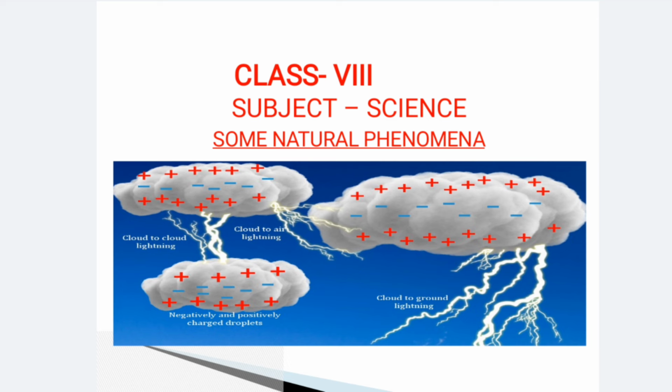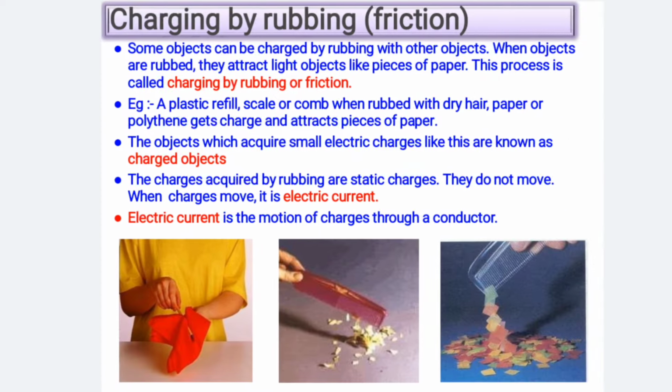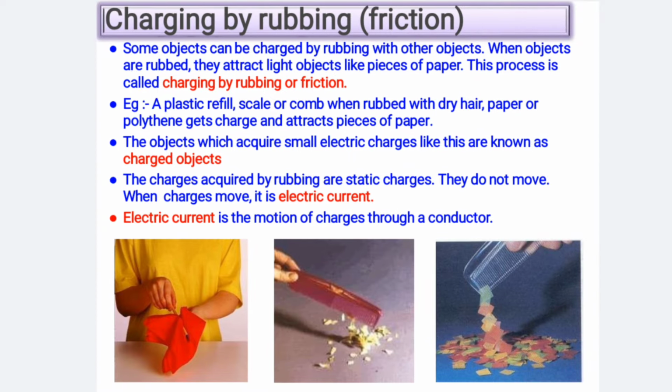In the previous video, we studied about lightning and its history. In today's video, we are going to discuss charging by rubbing, that is known as friction. Some objects can be charged by rubbing with other objects. When objects are rubbed, their charges become active and they attract light objects like pieces of paper. This process is known as charging by rubbing or friction.